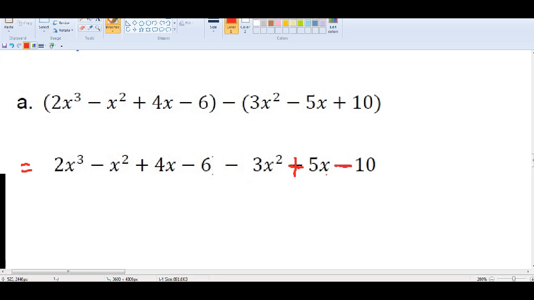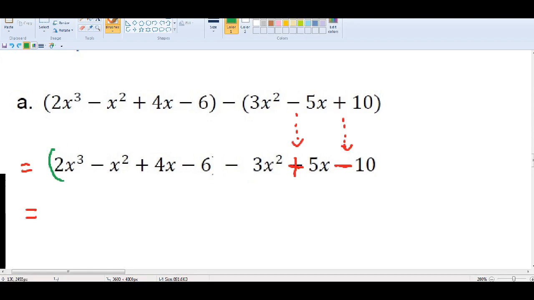So you need to change the sign. Can you see that? You need to change the sign. All good. So remove the bracket, then change all the signs for the terms inside the bracket. Then it's time for you to group them. For the first one, can you see it? It's this one. Do we have another x cubed? No, so there's only one x cubed.